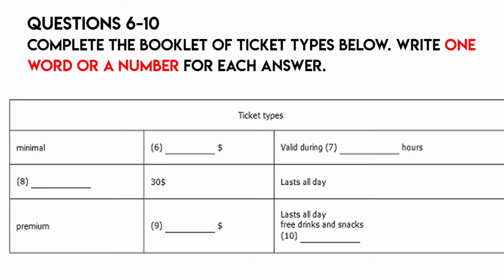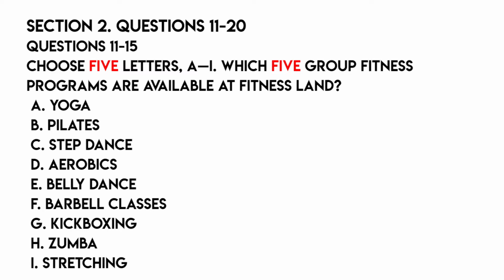That is the end of section 1. You now have half a minute to check your answers. Section 2. You will hear the information about tickets to one of the royal palaces in London. First, you have some time to look at questions 11 to 16.